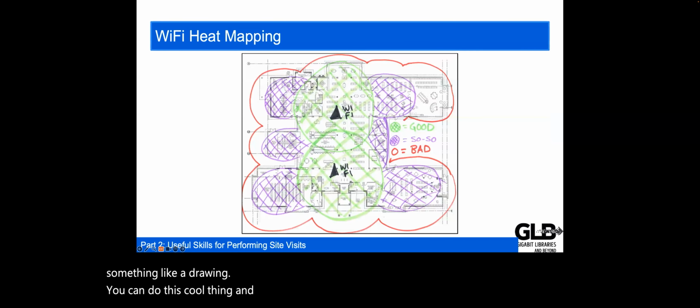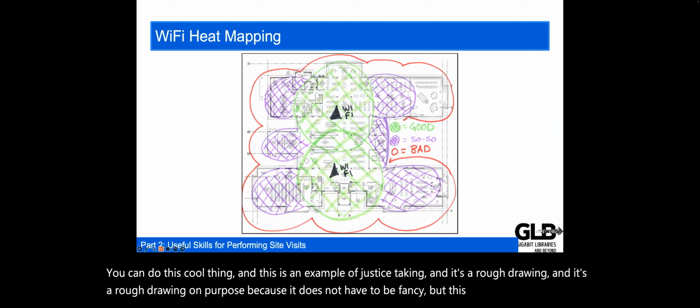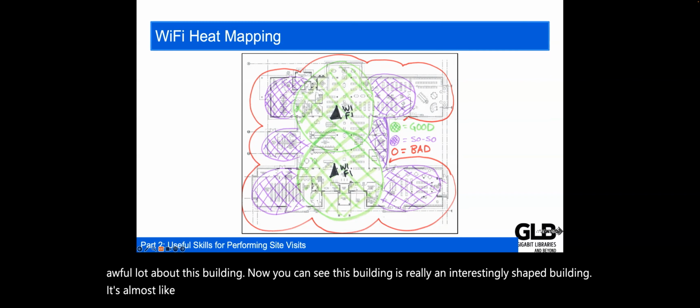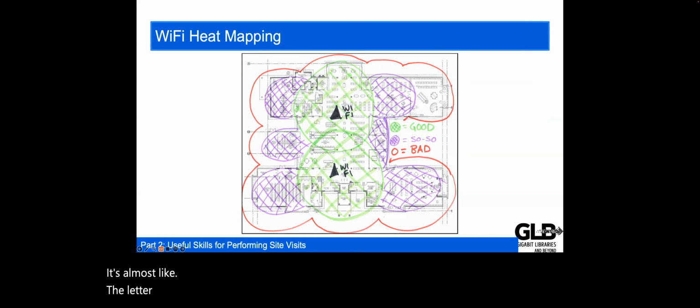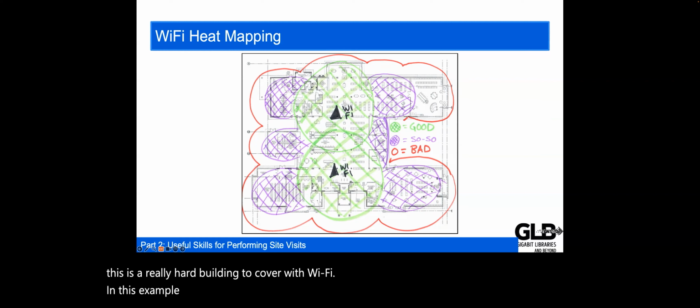This is an example of a rough drawing, and it's a rough drawing on purpose because it does not have to be fancy. But this drawing tells you an awful lot about this building. You can see this building is an interestingly shaped building. It's almost like the letter I, with a little appendage to the left of the building going out. So as you can imagine, this is a really hard building to cover with Wi-Fi. In this example, this library only had 2 Wi-Fi access points.